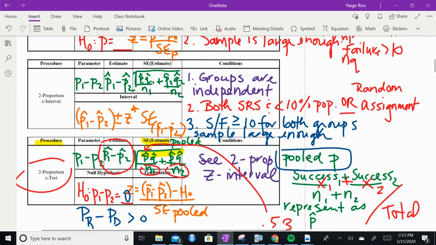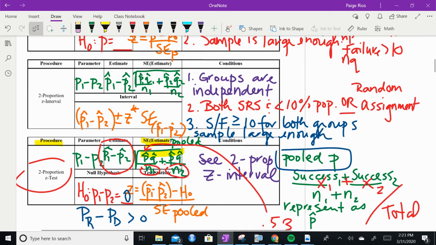So if we were doing a confidence interval or a z-test, it's the same conditions that we had before. We just need to add one more where the groups are independent. And when you're looking at the interval, if we're dealing with intervals, you need to make sure that you pay attention to the fact that we are looking here at the difference of the two sample proportions. So that would be our estimate.